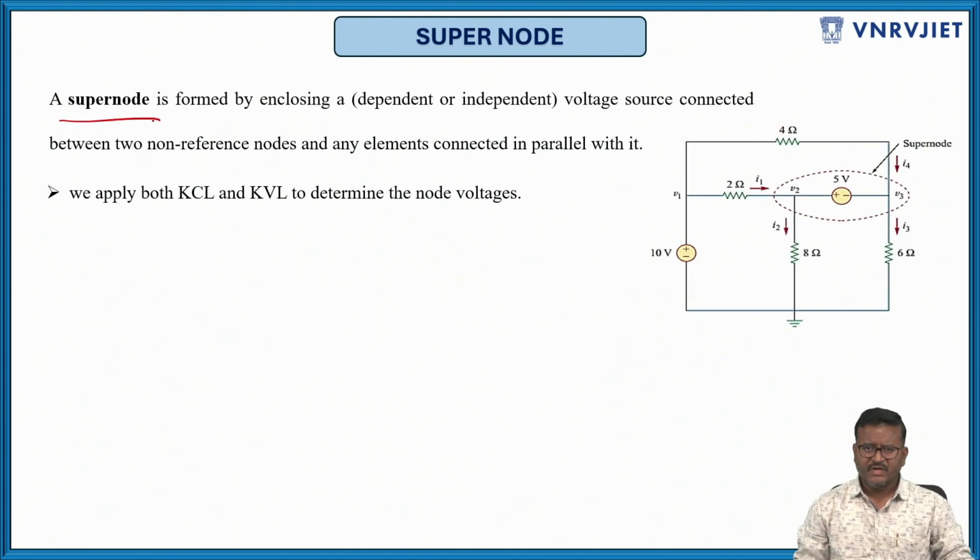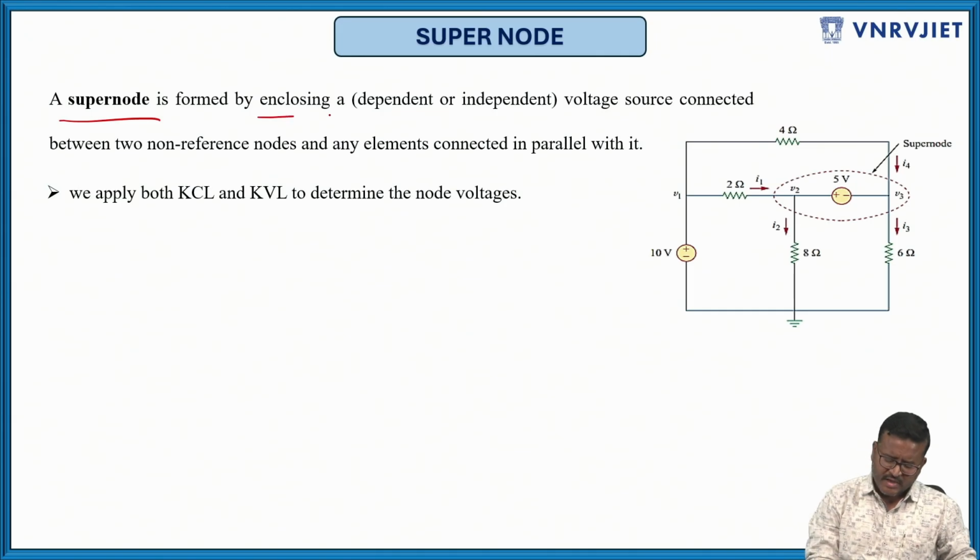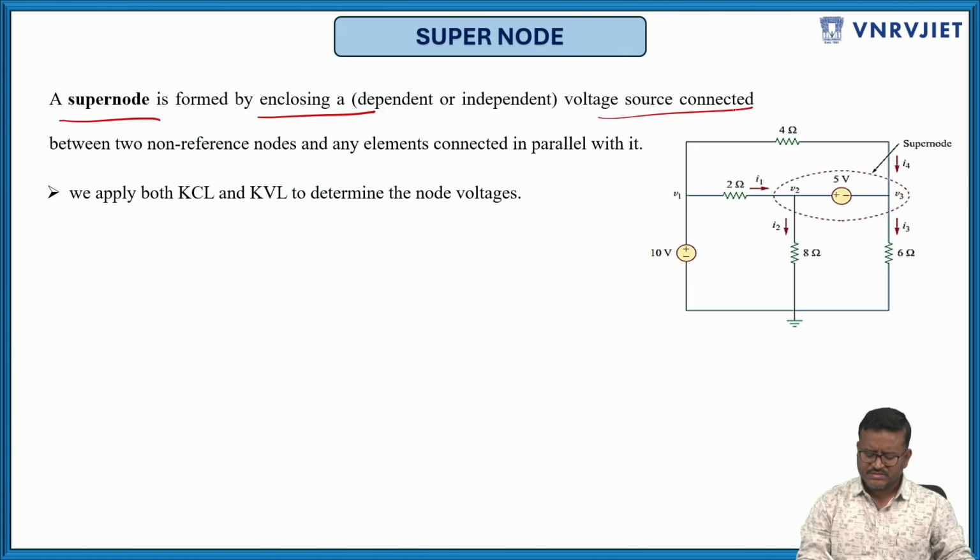So what will we do? A supernode is formed by enclosing a dependent or independent voltage source connected between two non-reference nodes. Here, enclosing means, as simply as you can understand, that you can remove that voltage source or assume that voltage source as 0 volts.